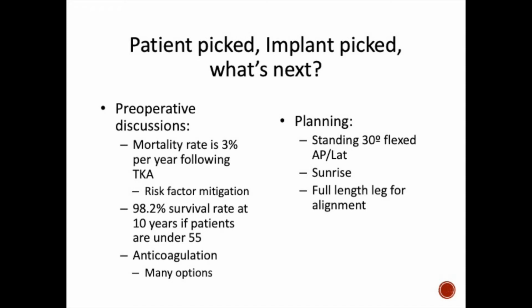When I look at the stroke and heart attack literature, things like that, it looks like Eliquis really comes out on top in terms of having the best benefit with the least side effects. But that's obviously my opinion.